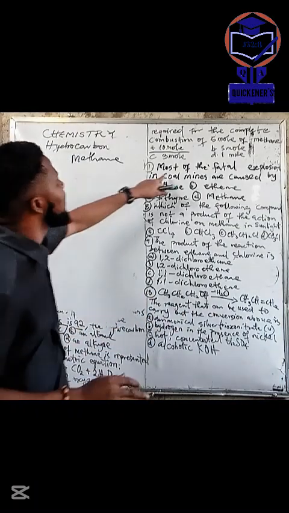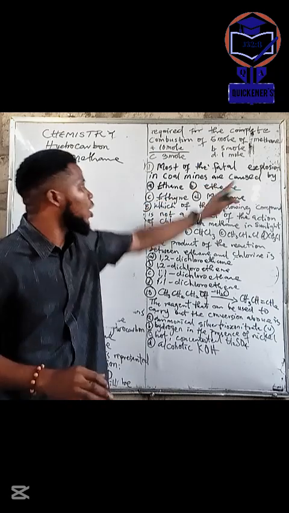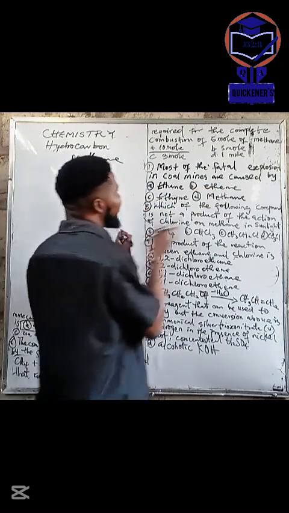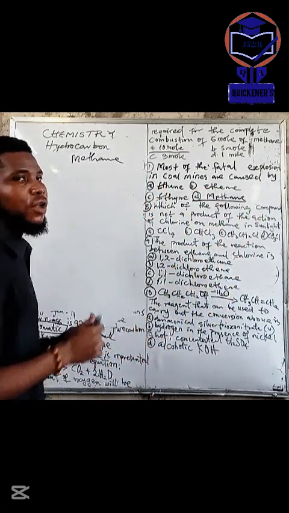So now most of the fatal explosions in coal mines are caused by what? Methane. That is the answer. I just explained a little thing about that.